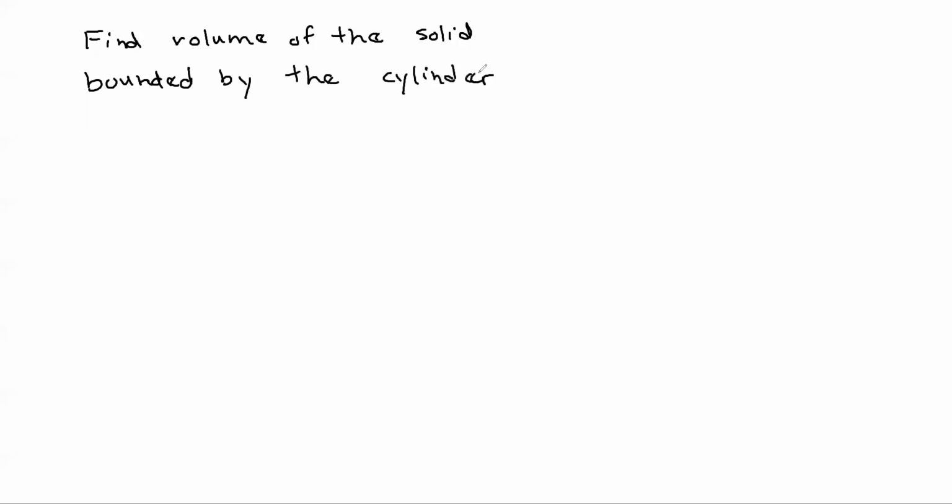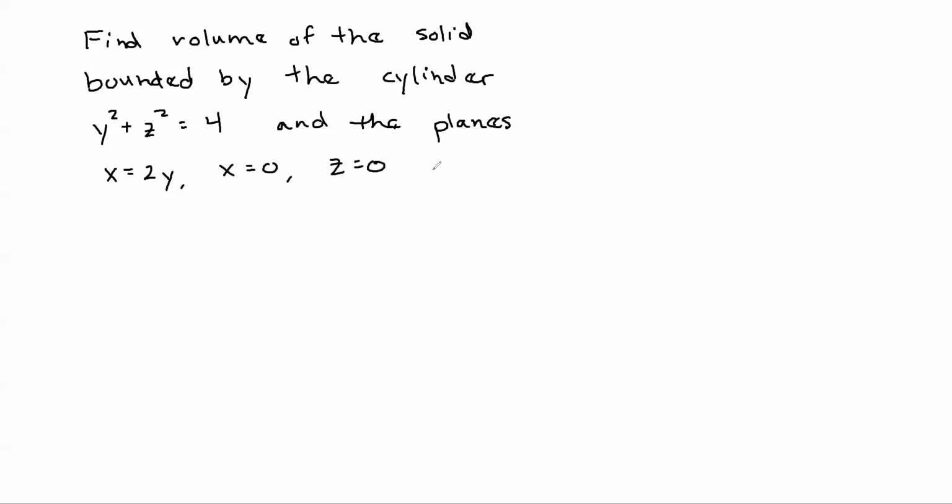All right, so let's say you're told to find the volume of the solid bounded by the cylinder y squared plus z squared equals 4, and the planes x equals 2y, x equals 0, z equals 0, and where all of that is in the first octant.